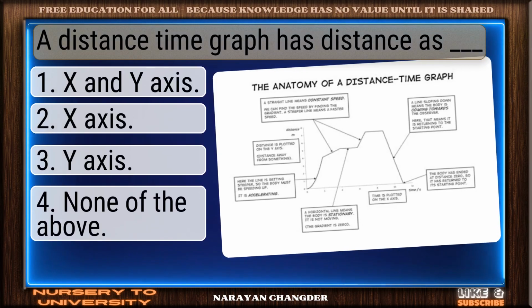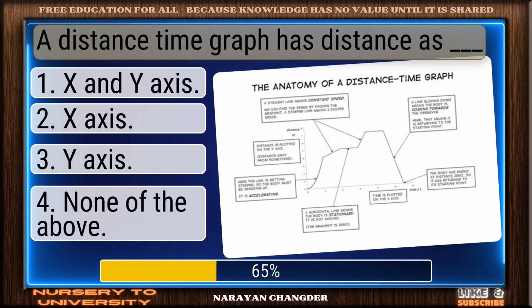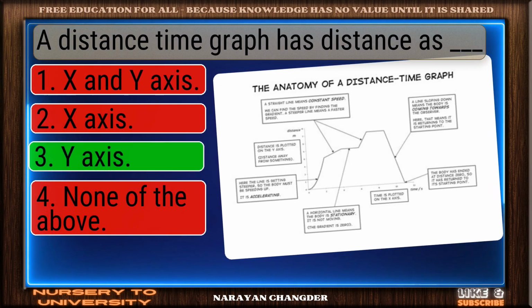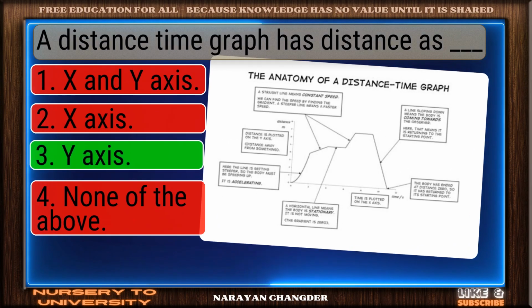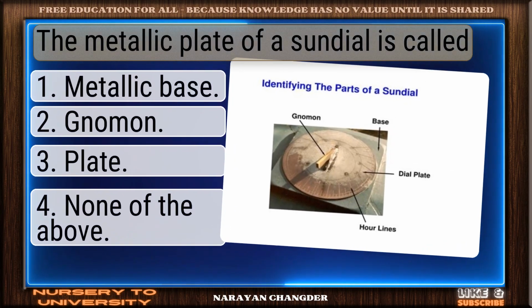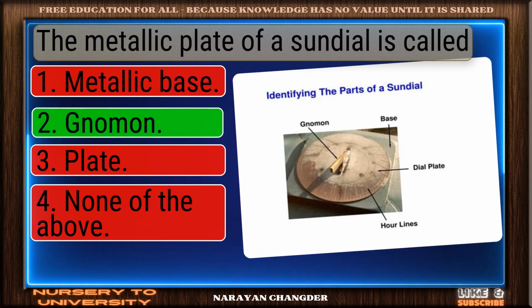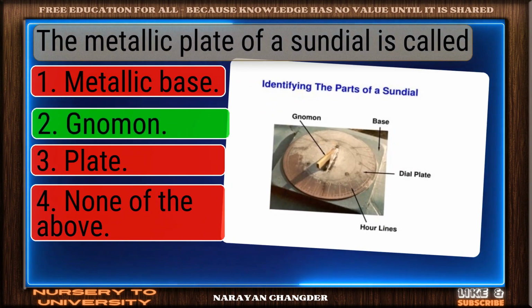Question number 73. A distance time graph has distance as dash. You chose y-axis, and it is correct. Question number 74. The metallic plate of a sundial is called. You're right. Gnomon is the correct answer.